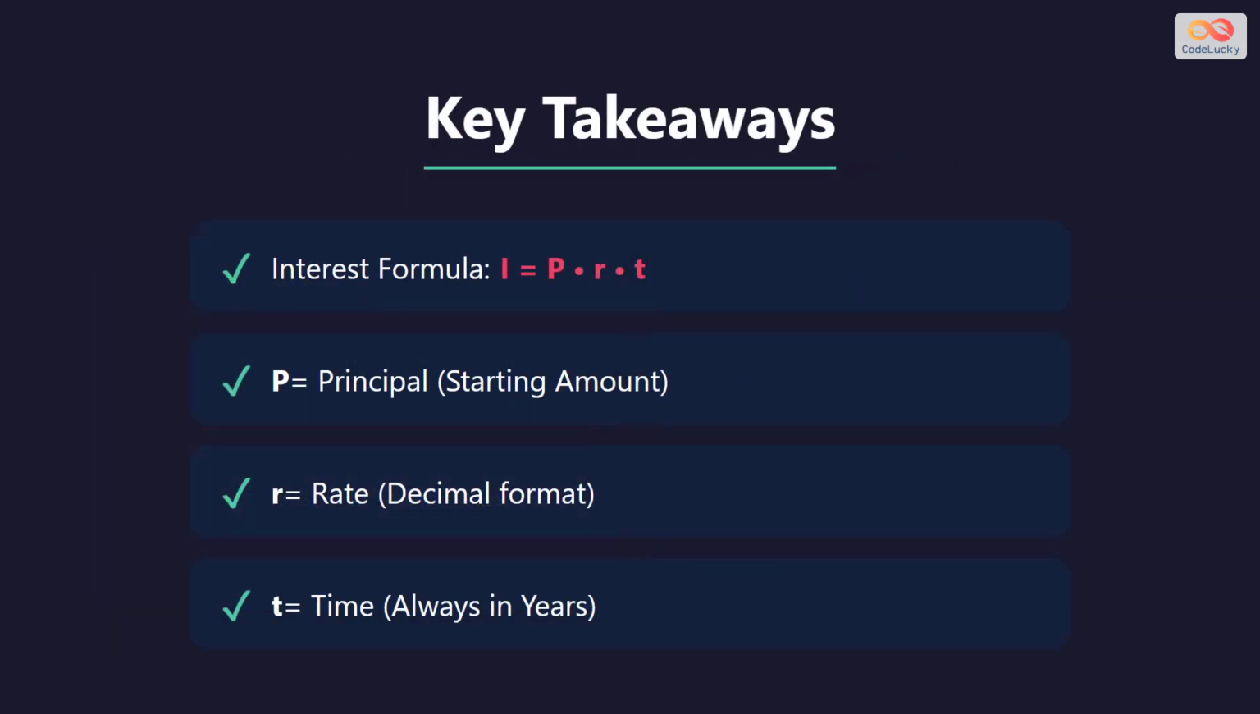Let's review the key points. The simple interest formula is I equals P multiplied by R multiplied by T. Remember that P is your starting principal, R is your rate as a decimal, and T is your time in years. Master this formula, and you can easily handle basic financial calculations.